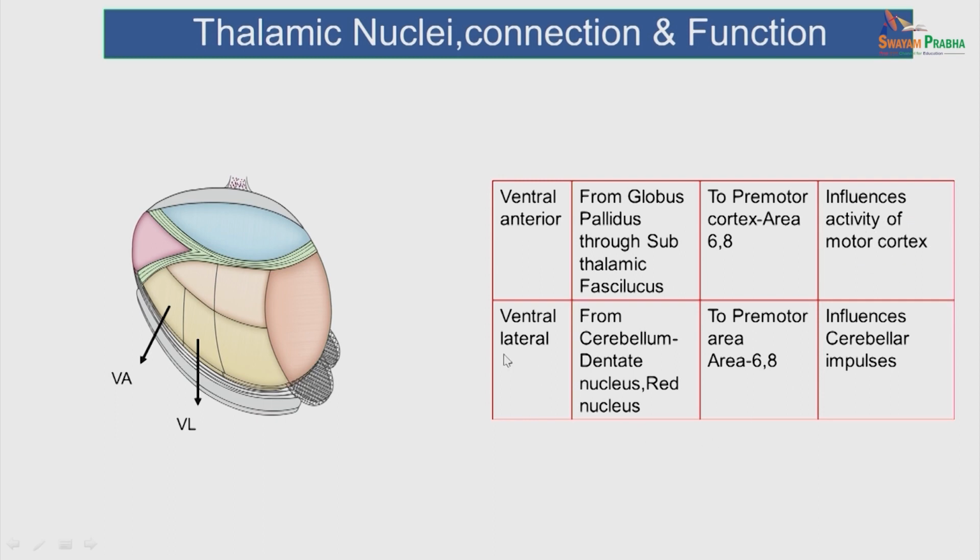Whereas the ventral lateral nucleus receives the afferents from the dentate nucleus of the cerebellum and also the red nucleus. The efferents are given to the associated motor areas, and all the functions of the cerebellum, like balancing and muscle tone, are managed by this nucleus through the dentate nucleus.